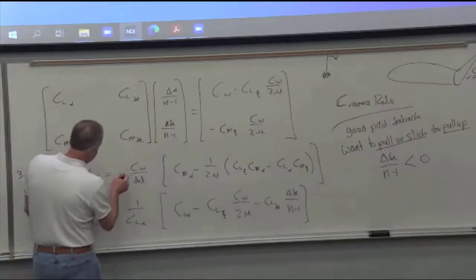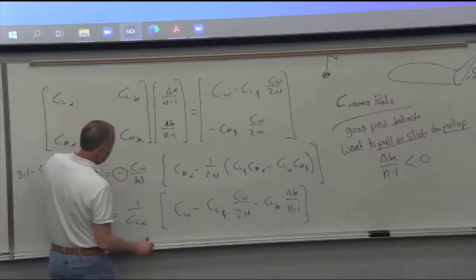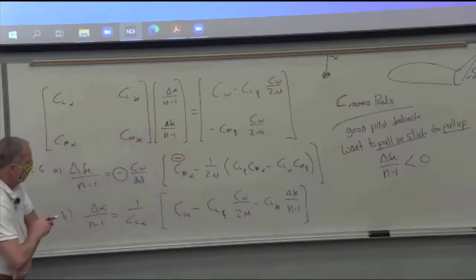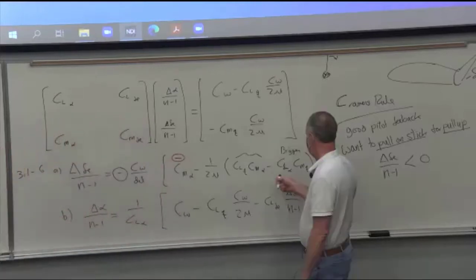Here's a negative sign. Cm alpha, if we're stable, is going to be negative, right? So that looks like it's going to make it positive. Minus a minus, but we've got a minus here, so that's going to be negative.